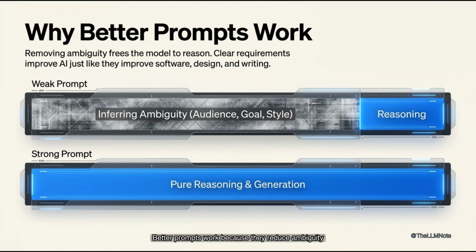Better prompts work because they reduce ambiguity. The model no longer has to infer the audience, the goal, the style, or the success criteria. That frees the response to focus on reasoning. The improvement is not mystical, it is the same reason clear requirements improve software design, writing, and analysis.